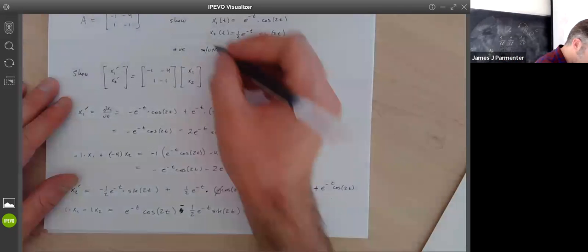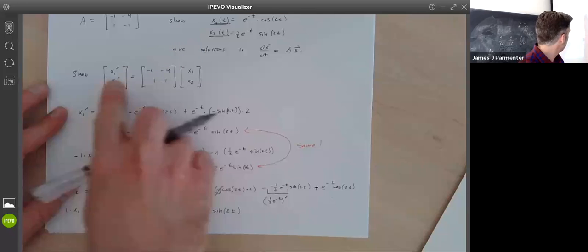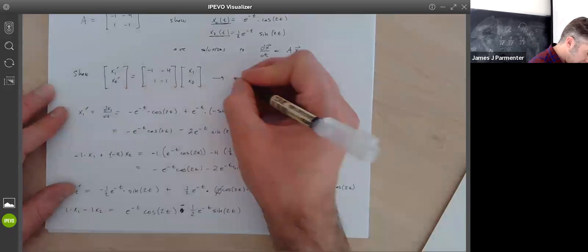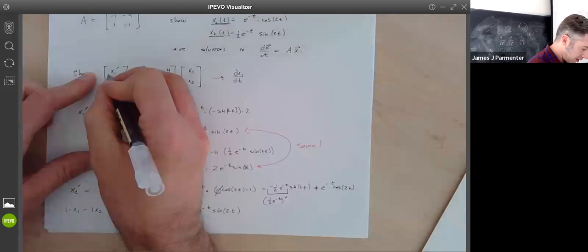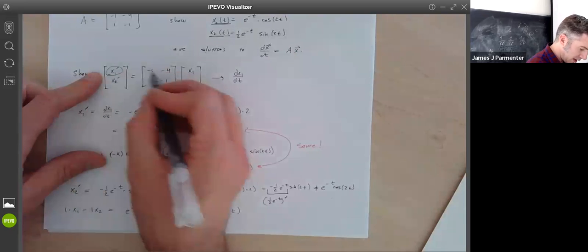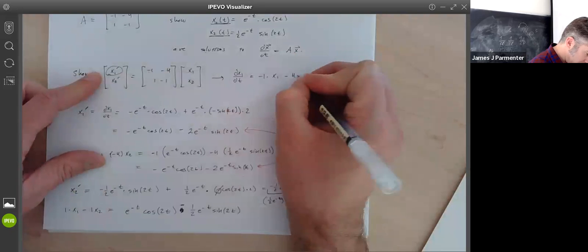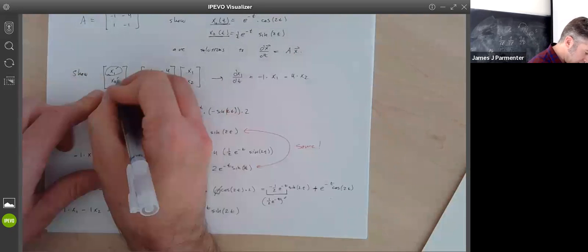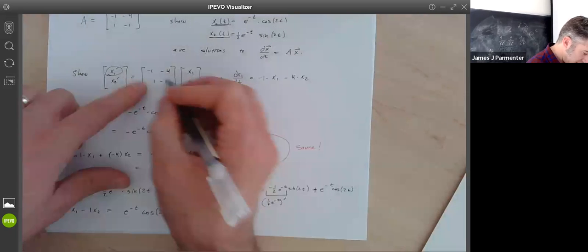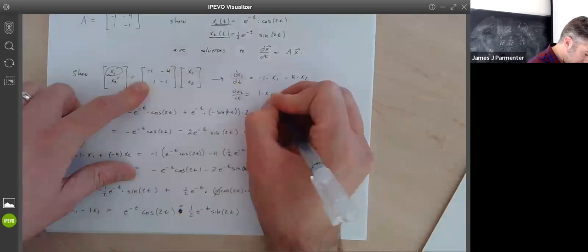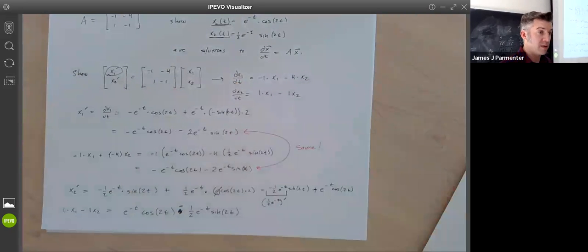So here's my x2 and here's my x1. To show that this was true, I was really trying to show that the derivative of x1, this component here, is equal to that times that plus that times that. And that x2 prime, or dx2/dt, is equal to that times that plus that times that. I'm just doing the matrix multiplication.